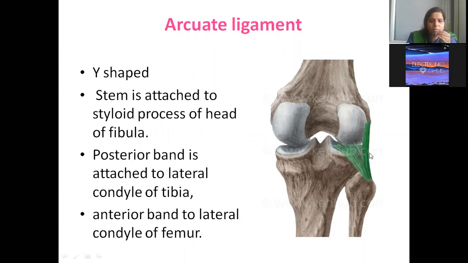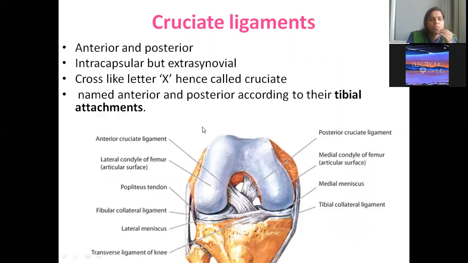So two bands, one is anterior and the other is posterior. Anteriorly, it is attached to the lateral condyle of the femur. Posteriorly, it is attached to the lateral condyle of the tibia. That's it. So that is the arcuate ligament.